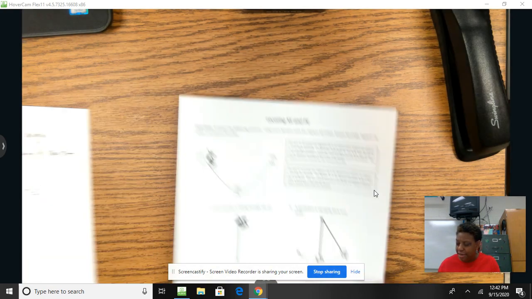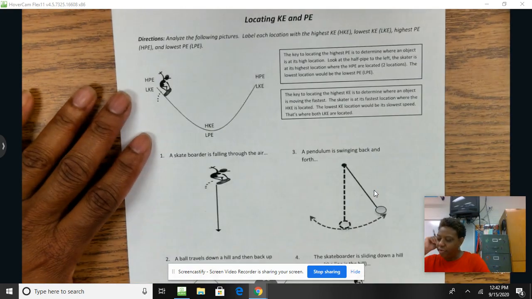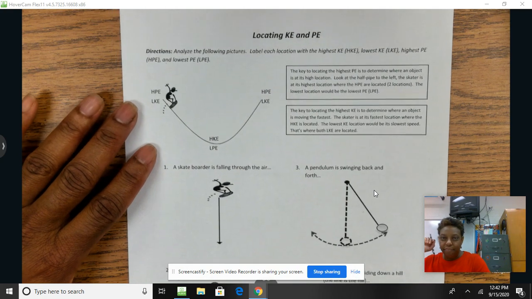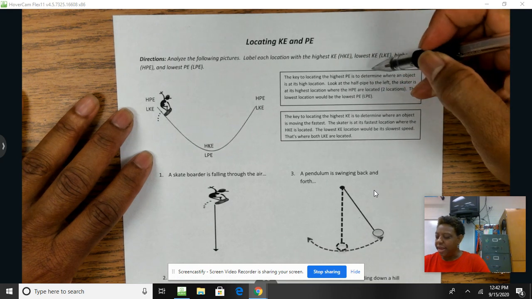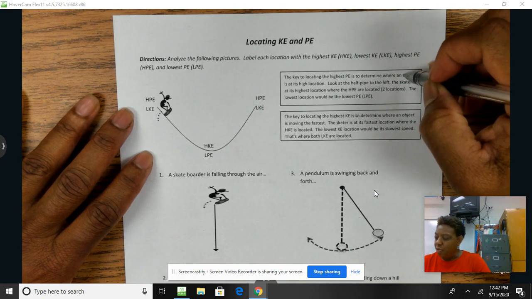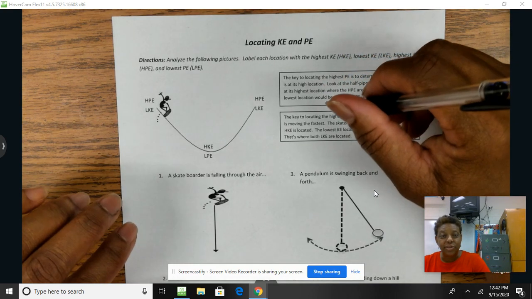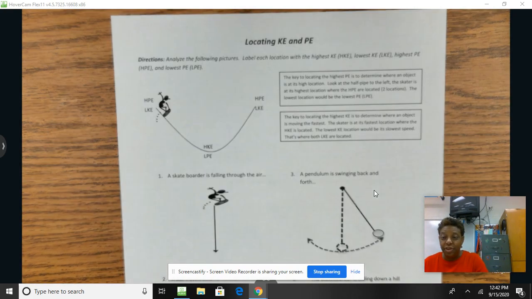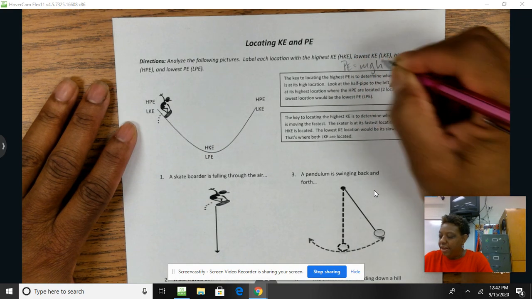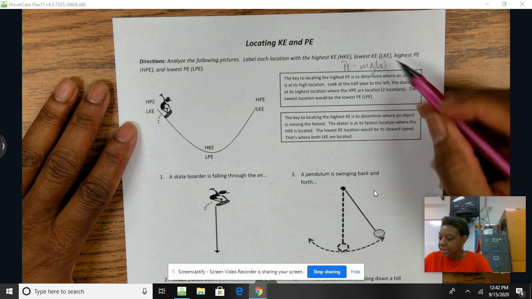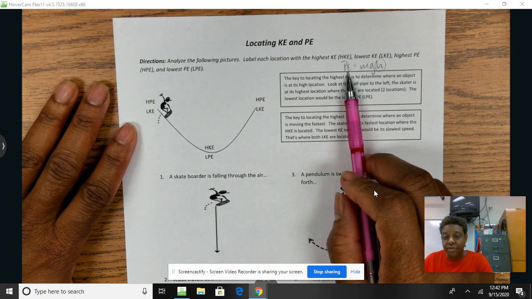Okay, so let's look at a couple of other examples before I set you loose. Okay. So I'm going to share this document with you. And on the document, it tells us that the key to locating the highest potential energy is to determine where an object is at its highest location, right? So that, again, is why I shared with you the equation, that potential energy is mass times gravity times height, because based on what they're just saying, the highest location is where we're going to have the most potential energy.